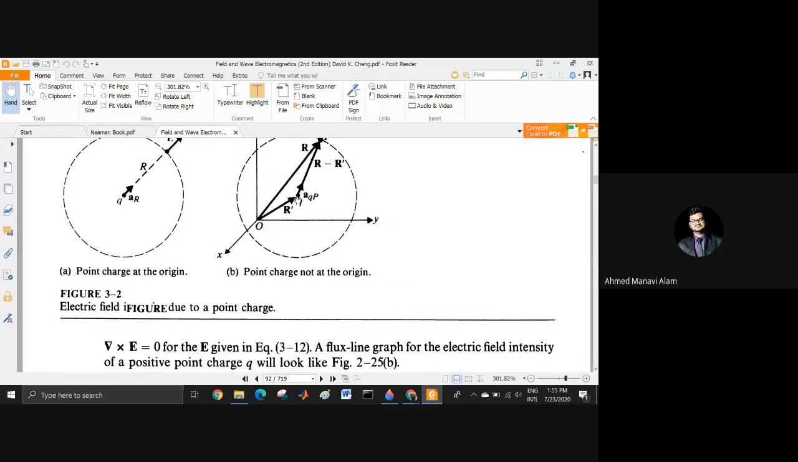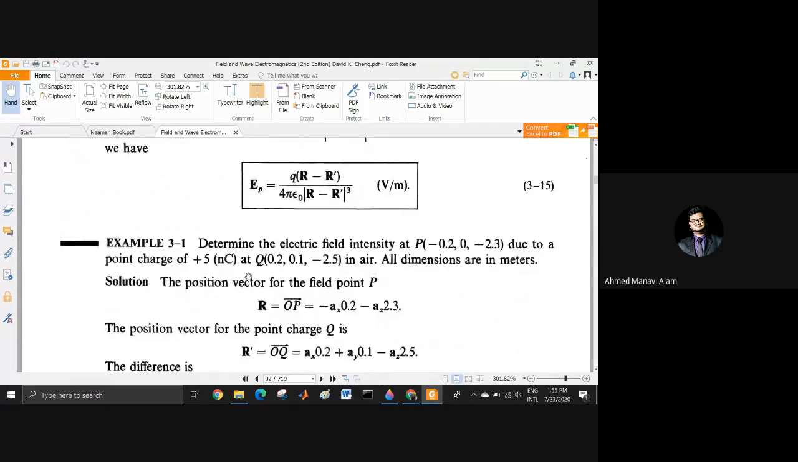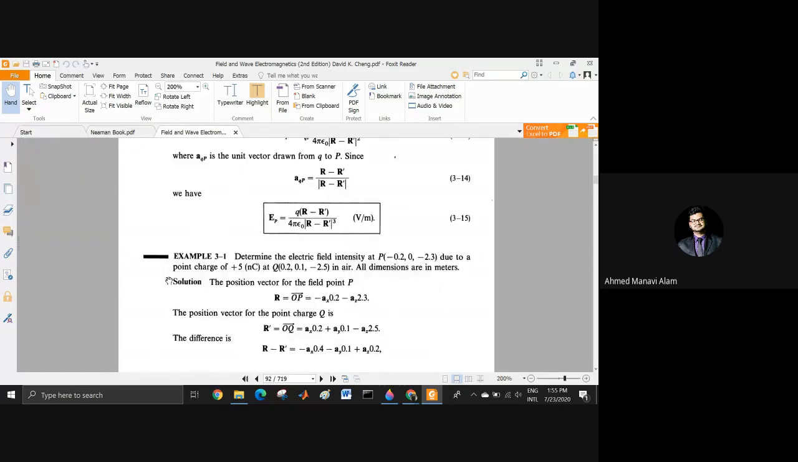The coordinates of this point charge, that means where this point charge is located, is at this point. That means this point charge is not located at the origin. All dimensions are meters, so you have to find the electric field intensity.